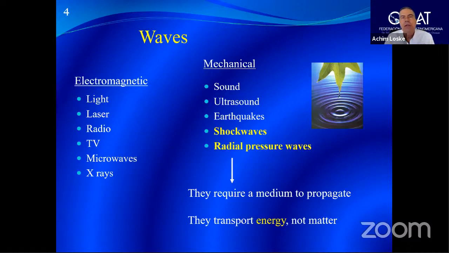In nature, there are two types of waves, electromagnetic and mechanical waves, and shock waves, as well as radial pressure waves, belong to mechanical waves. They need a medium to propagate. And it is important to have in mind that they transport energy, not matter. They move matter, but they transport energy. On the other side, electromagnetic waves do not need a medium to propagate. Examples are light, laser, radio, microwaves, X-rays.